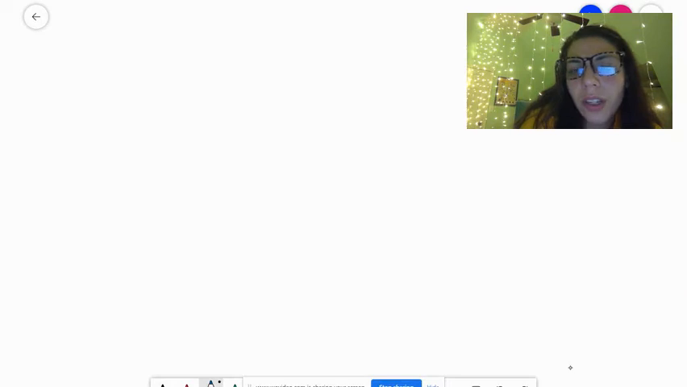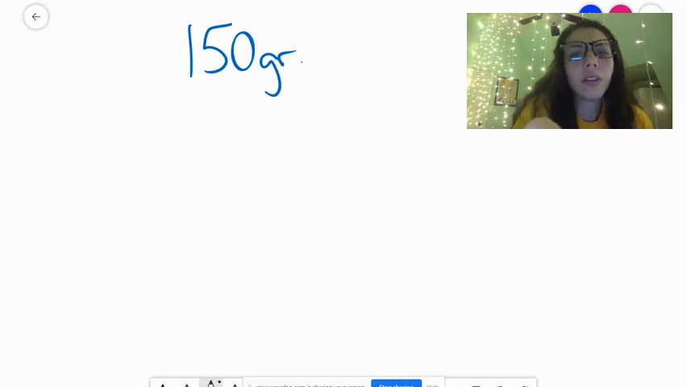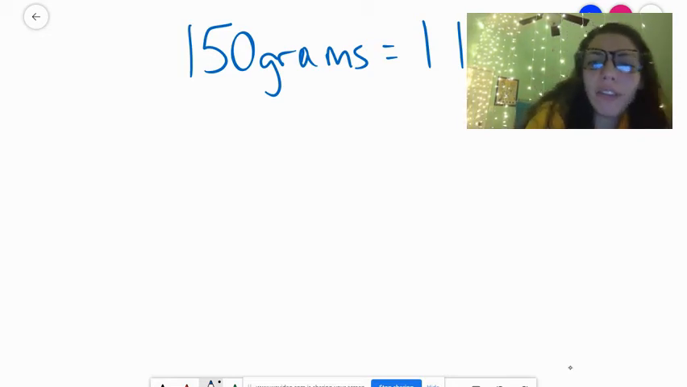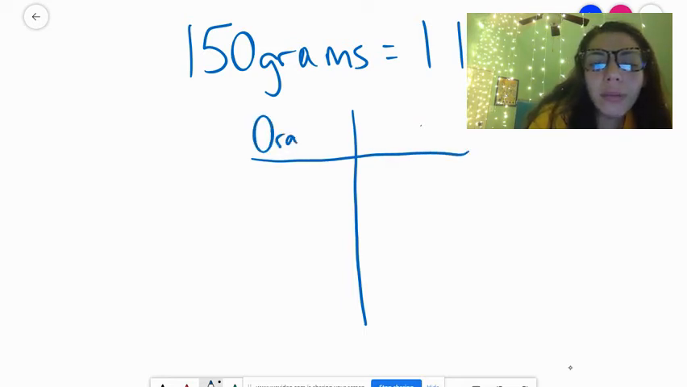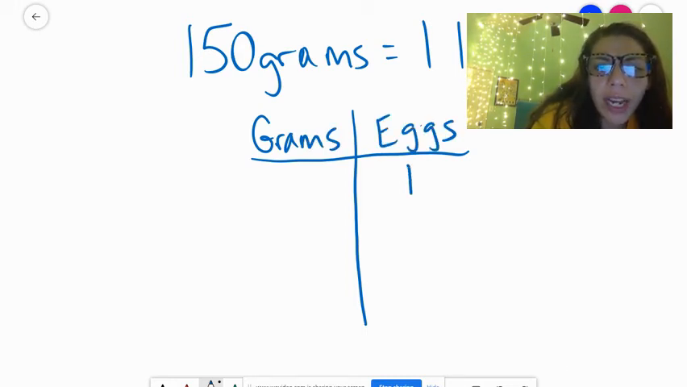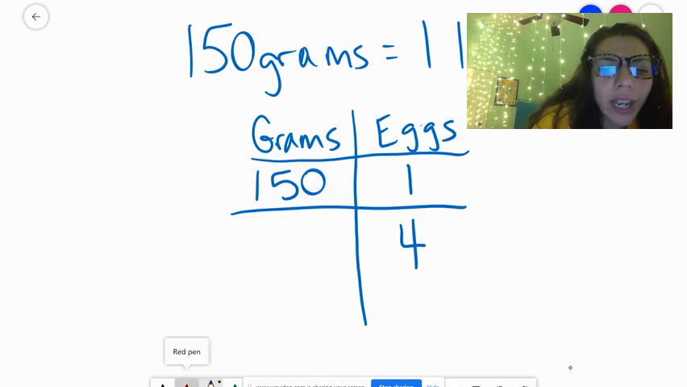Clear canvas. So they said 150 grams equals 1 large egg. They said, how many for 4 large eggs? We can make a ratio table. So we could say grams over here. Grams, eggs. We know 1 egg is going to use 150 grams. The question was, what if we are using 4 eggs?